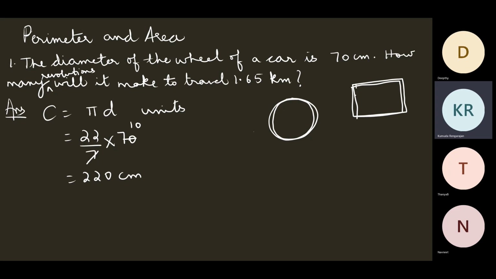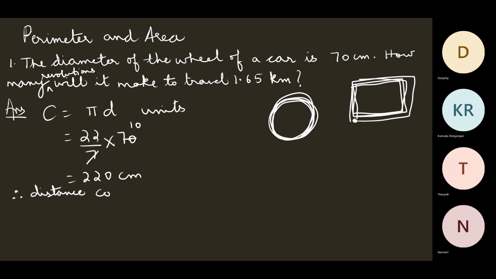So supposing you have a rectangular park and you go one round around the park. The distance covered by you will be the perimeter of the park, not the area of the park. Similarly here, the distance covered in one revolution is nothing but the circumference or the perimeter of the circle.